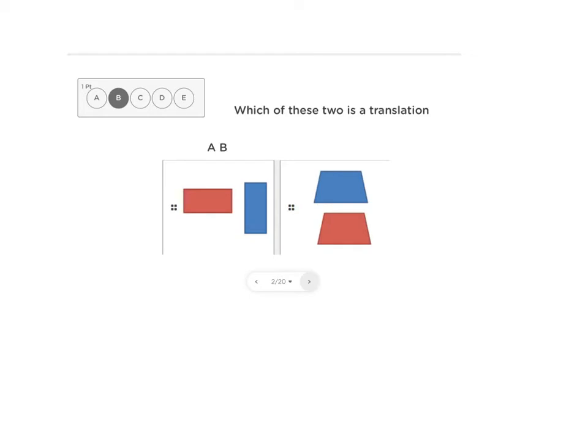Question number 2, which of these is a translation? Remember that translation is a slide, and so this one just slid down, right? We can also call this a vertical shift, and so this is your translation. This one is a rotation. So the correct answer is B.